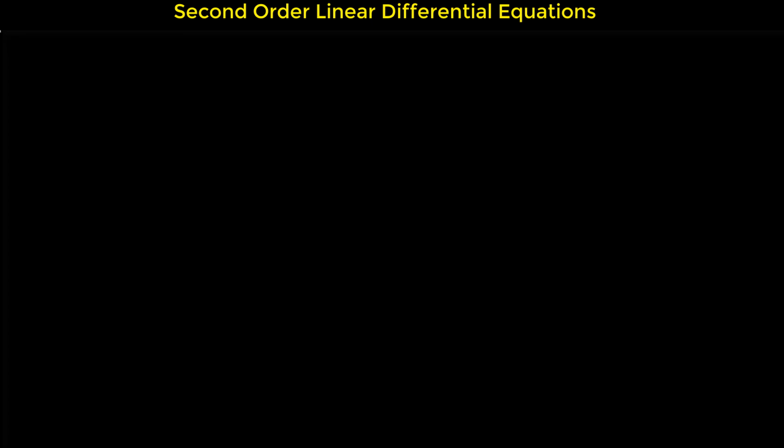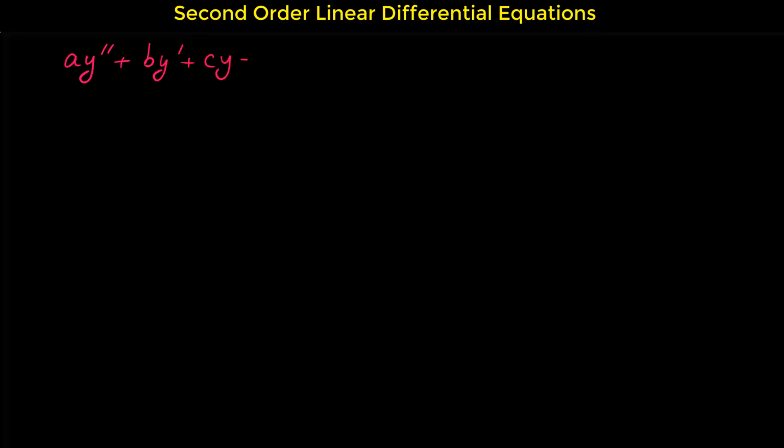In this video, I'm going to show you how we can solve second-order homogeneous linear differential equations with constant coefficients. A second-order differential equation is in the form of ay double prime plus by prime plus cy equals 0. Note that we say this differential equation is a homogeneous differential equation because on the other side of this equation, in the right side, we have 0.